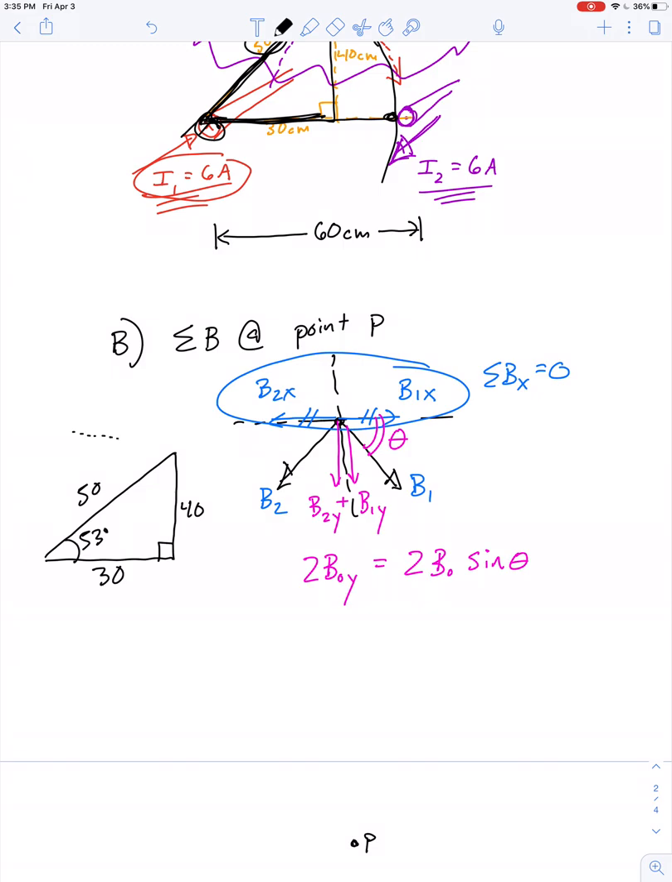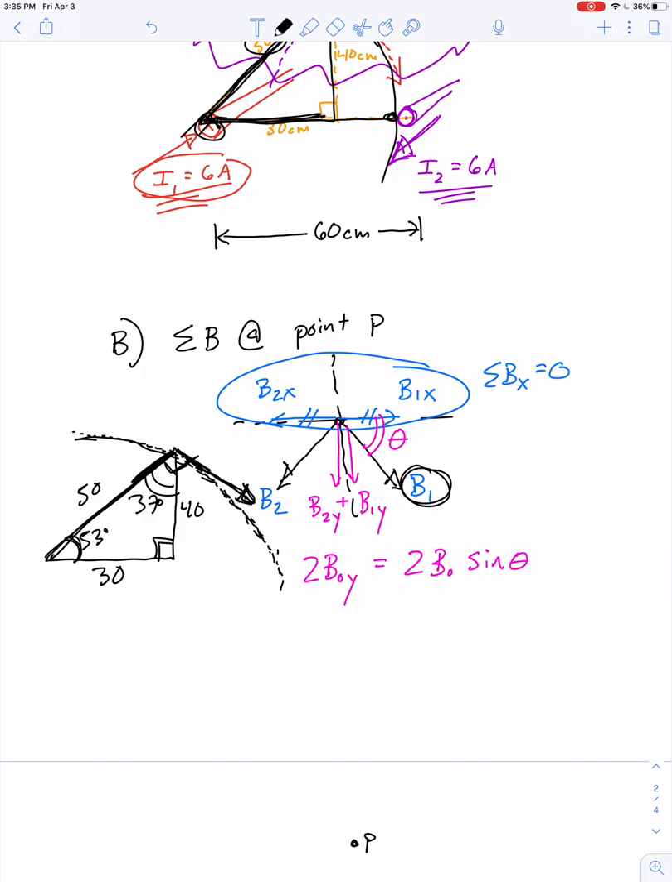And then this represents the clockwise circular magnetic field lines that circulate around wire number 1. And then we've got this magnetic field, which represents this B1 pointing tangent to that circular path. So the angle between any radius and any tangent line is an angle of 90 degrees. And by the way, if this is 53 degrees and this is a right triangle, then this angle over here is 37 degrees.